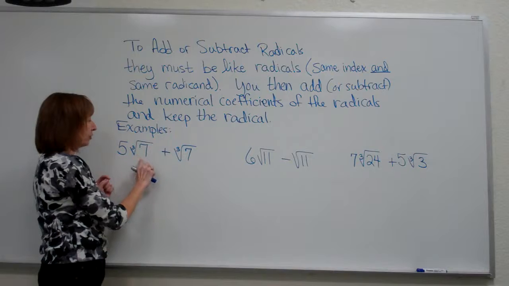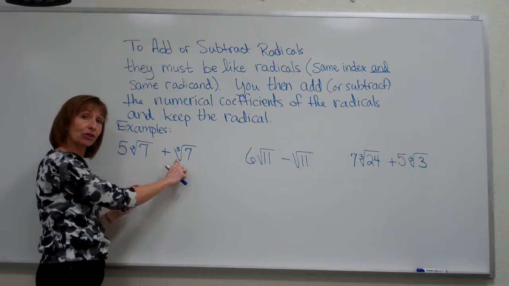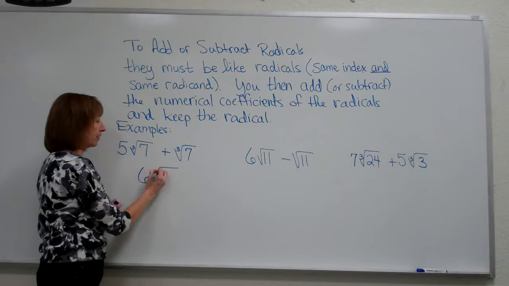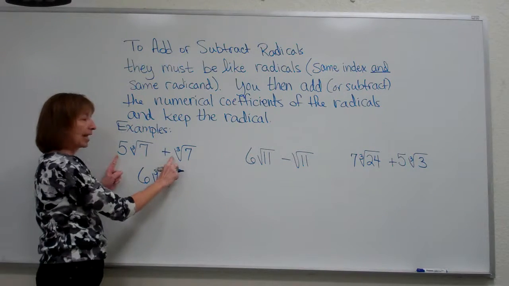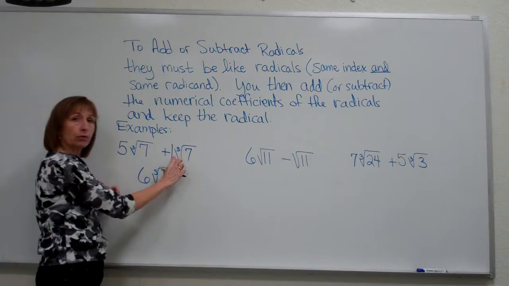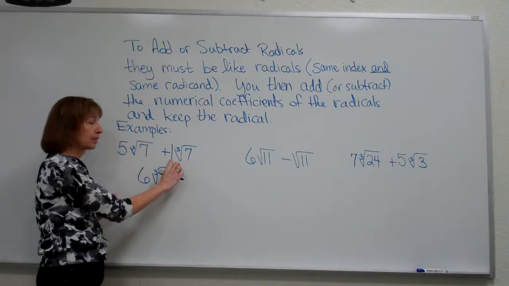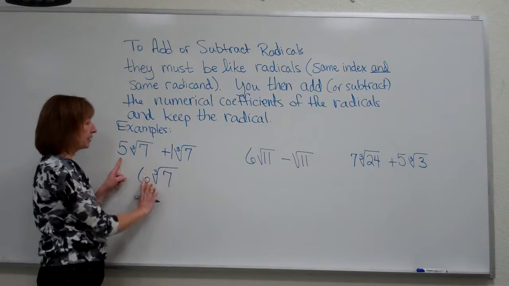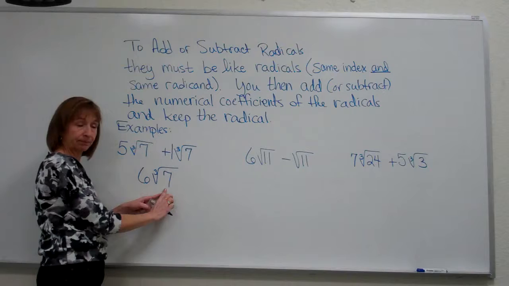Well, 5 cubed roots of 7 plus another cubed root of 7 overall will give me 6 cubed roots of 7. So I added the numerical coefficients. Remember, if you don't have a numerical coefficient showing, it's assumed to be a numerical coefficient of 1 with my plus. So 5 plus 1 is my 6 cubed roots of 7.